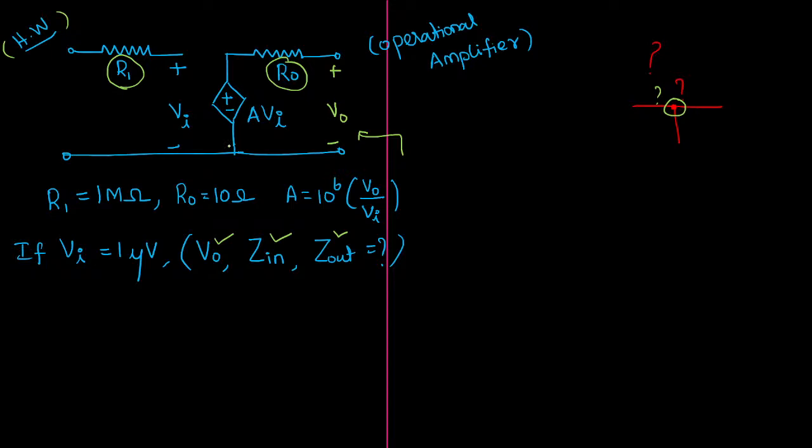Anybody? Just drop your answers. What is the value of B0, input impedance, output impedance? No need to write down B0, Z in, Z out in the comment section. Directly write down the answers. What is the output voltage? What is the input impedance? What is the output impedance? Do it fast.